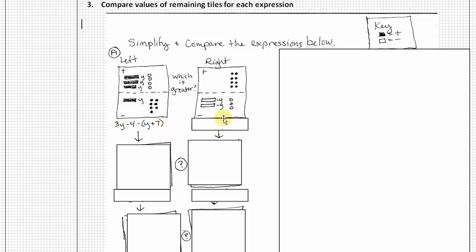Let's see if we agree on the right-hand side. So I see a positive 8 in the top, and in the lower region, a negative 2y and negative 3. So the expression is 8 minus the quantity, negative 2y minus 3. So using the steps that we just talked about, go ahead and continue on down, simplifying each side. What would you do first?